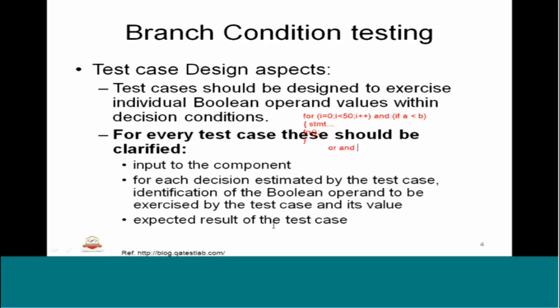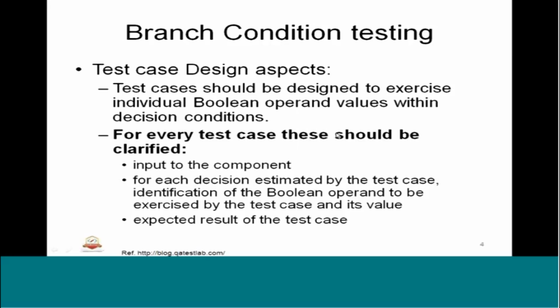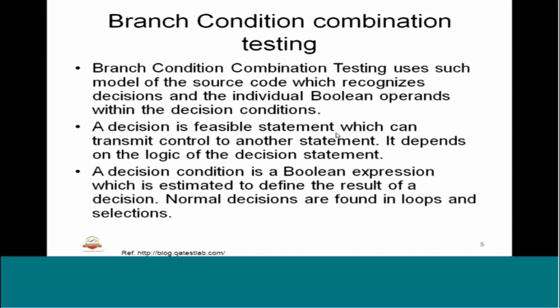Okay, so that is about branch condition testing. The next one we have is a slight modification: branch condition combination testing. Here, branch condition combination testing uses a model of the source code which recognizes decisions and the individual Boolean operands within the decision conditions. That means there could be decisions within the Boolean operand itself, so that also will be exercised.